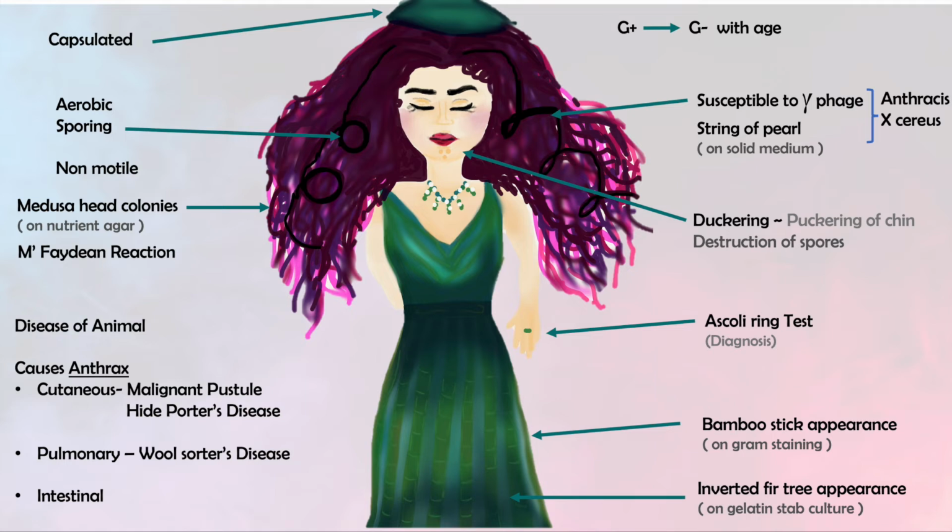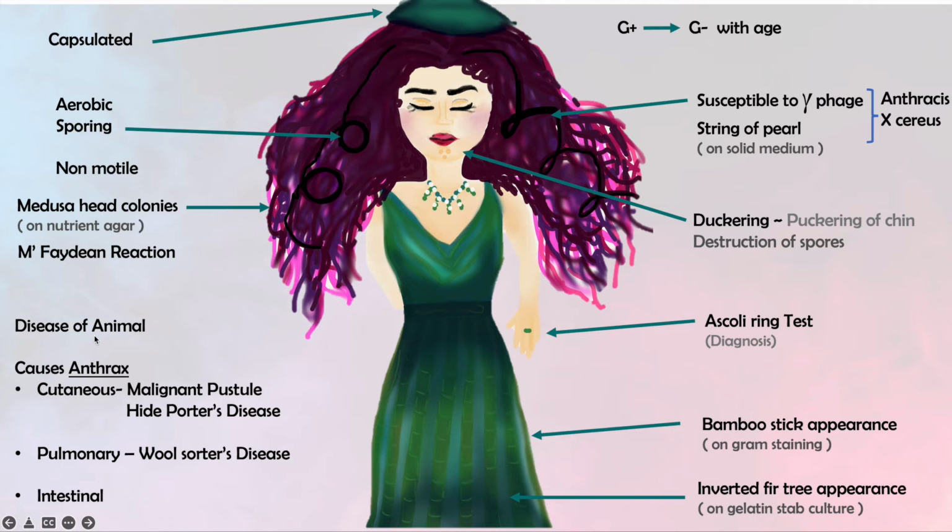So let's come over to the bamboo sticks that are printed on her dress. It correlates with the bamboo stick appearance it forms on gram staining, and it also forms an inverted fir tree appearance on gelatin stab culture. As her dress is green and trees are also green, that is a correlation to learn this inverted fir tree appearance. Now let's come over here.